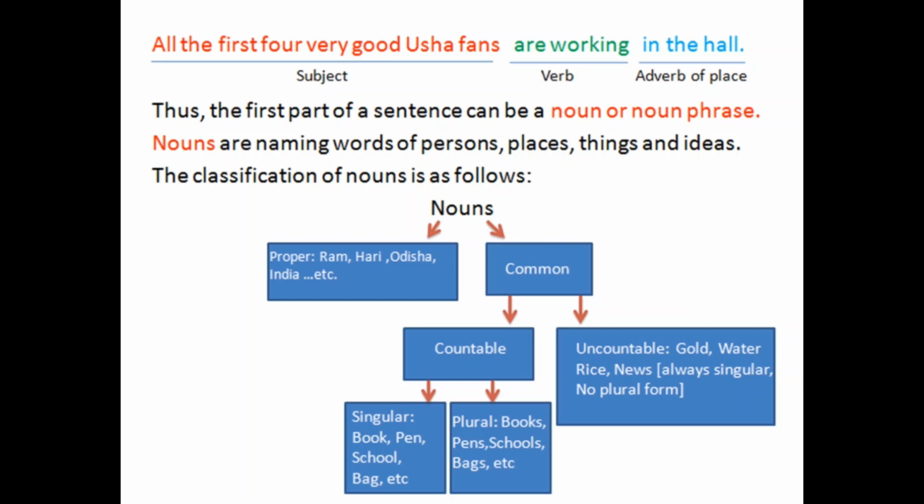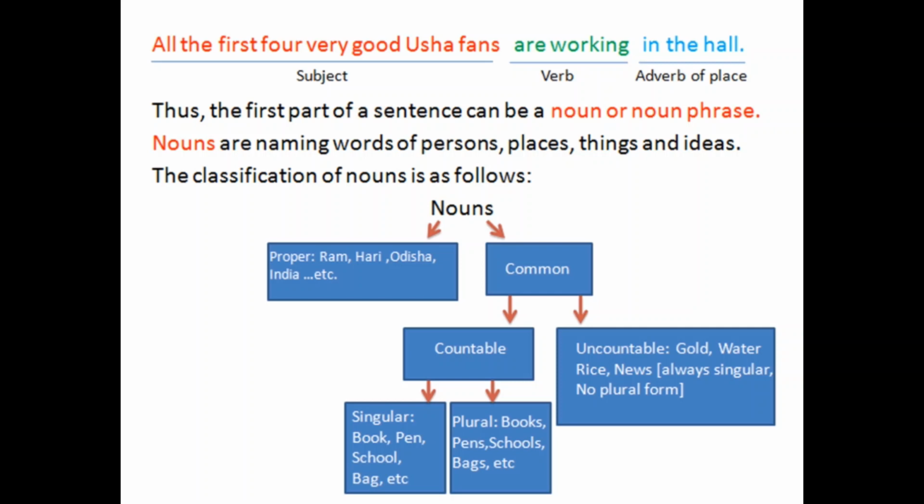Let's discuss nouns. Nouns are naming words of persons, places, things and ideas. The classification of nouns is as follows. Nouns are of 2 types. One is proper. It refers to names of persons, places and organizations like Ram, Hari, Odisha, India, etc. Another is common. It refers to names of different things. Common nouns are of 2 types, countable and uncountable.